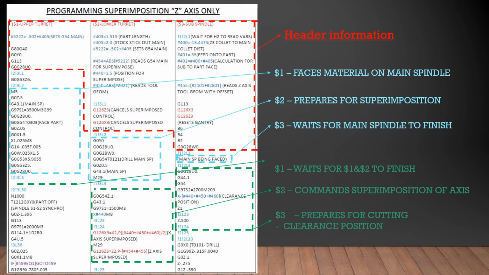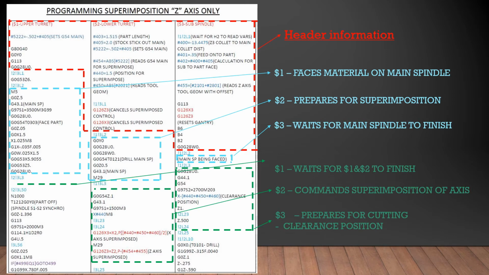Then after the subspindle is rolling at 2700 RPM, we tell it to move to an X position, which is a shifted position, only for clearance. And then Z1, and then the waiting code. And then we shift back to the center program.